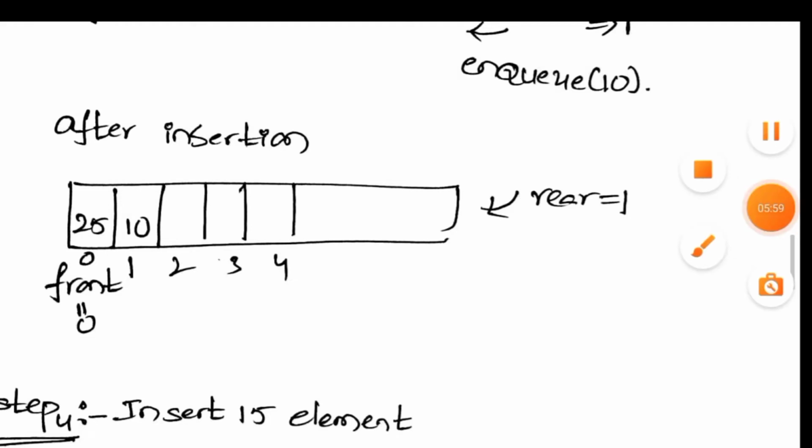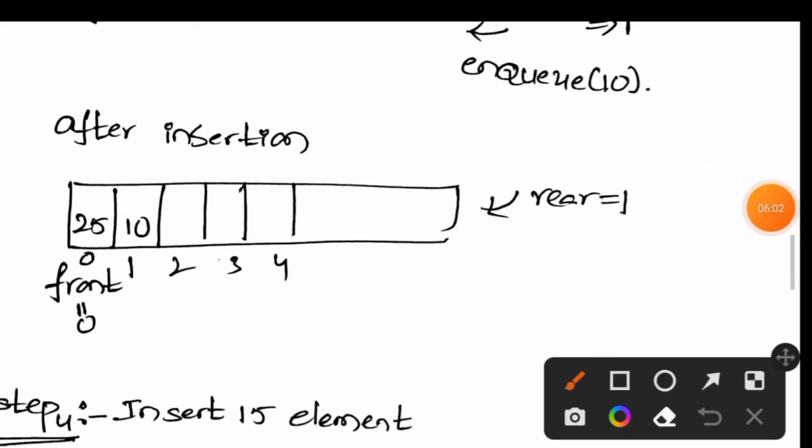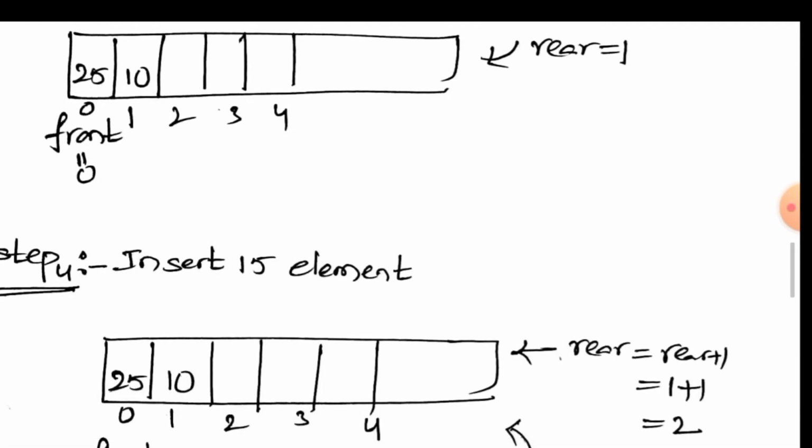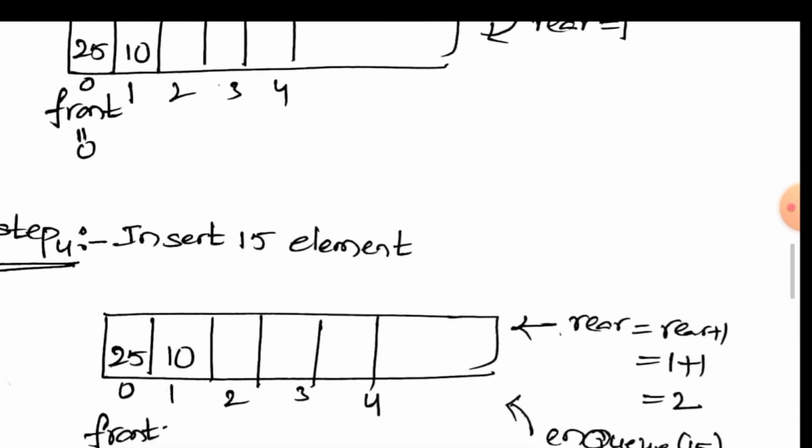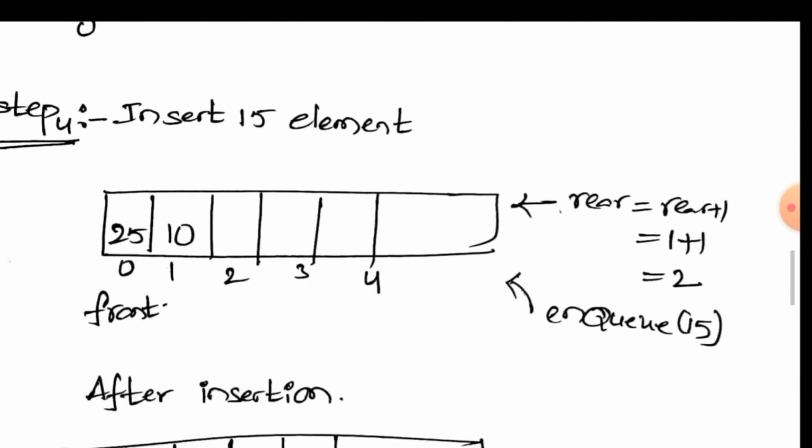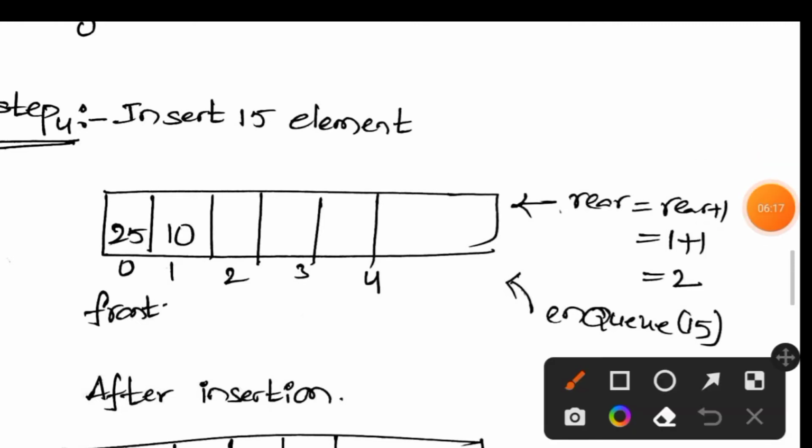So to insert the element, first we have to increment the rear value, then we have to call the nq method. So here we have to draw the queue. Then we have to increment the rear position, that is rear equals rear plus 1. Previously the rear value is 1, and then we have to add 1. So rear equals 2. So in this location, in the rear position location, we have to insert the element, that is 15.